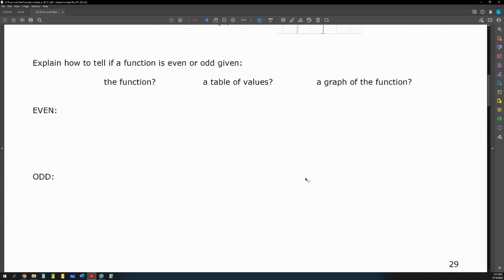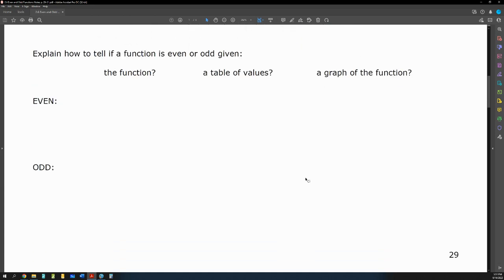Okay, so how can we tell whether a function is even or odd given the function, a table of values, or the graph of a function? We can tell that a function is even if f of x is equal to f of negative x. So we're saying that if you reflect over the y-axis, this takes us back to our transformations, then the graph is the exact same.